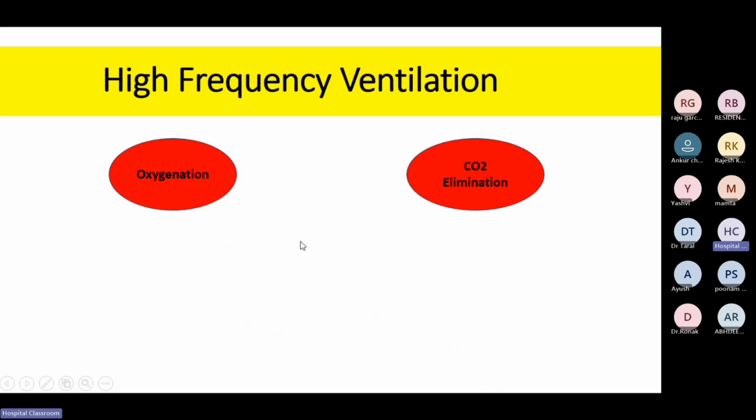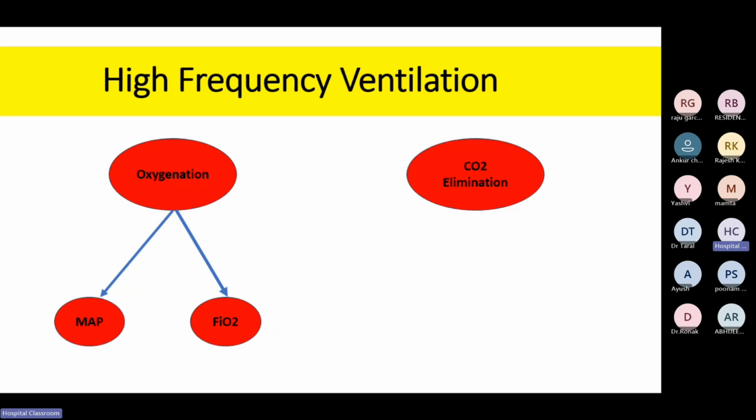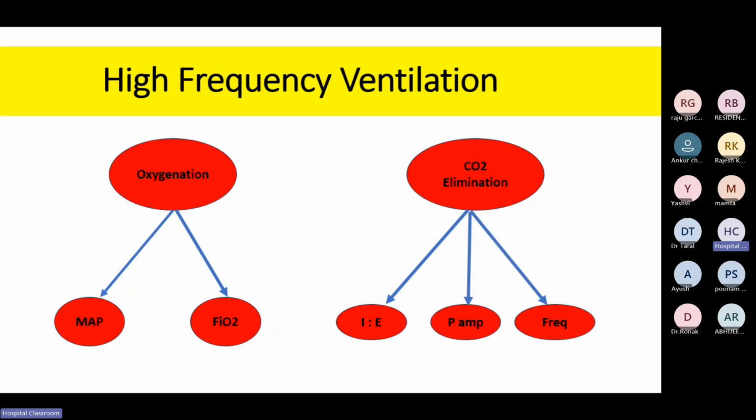But when it comes to high frequency ventilation, oxygenation and CO2 elimination, as sir has already said, are decoupled. So when I'm talking about oxygenation in high frequency ventilation, there are only two buttons I will be worried about: one is the mean airway pressure and second is the FiO2. Similarly, when I'm talking about CO2 elimination, there are three buttons which I will be worried about: the inspiratory to expiratory ratio, the pressure amplitude and the frequency.